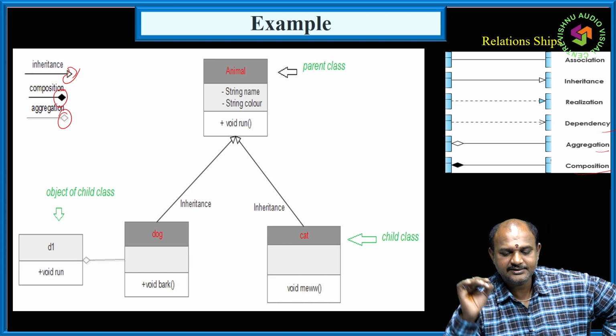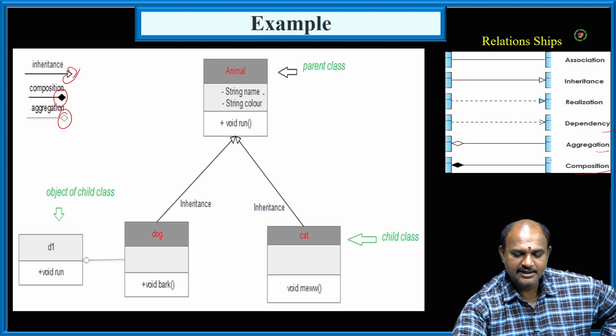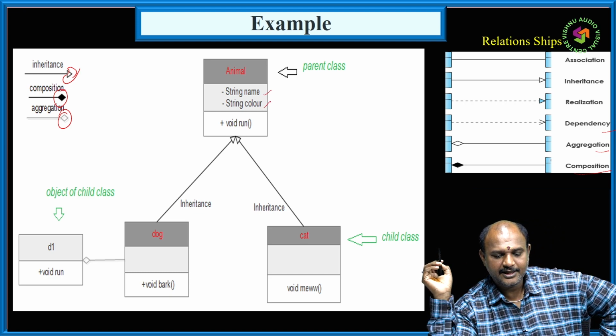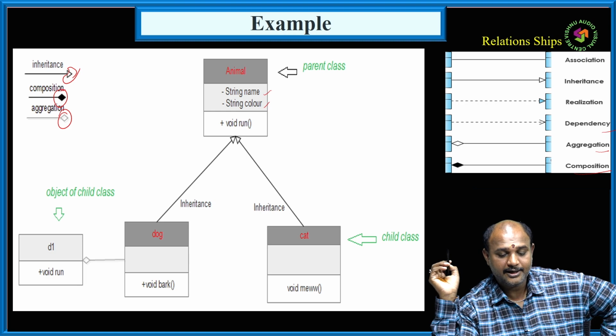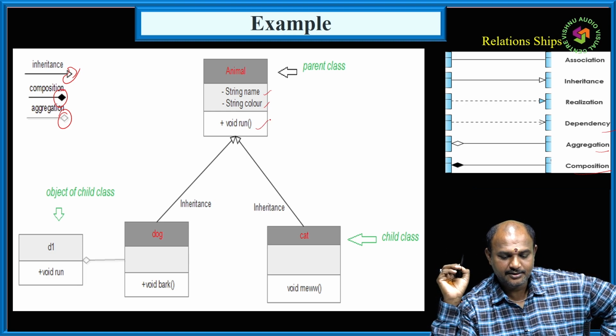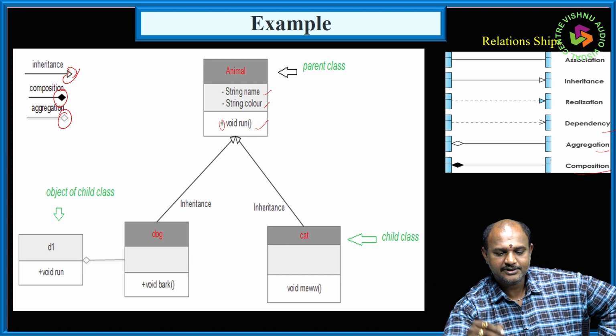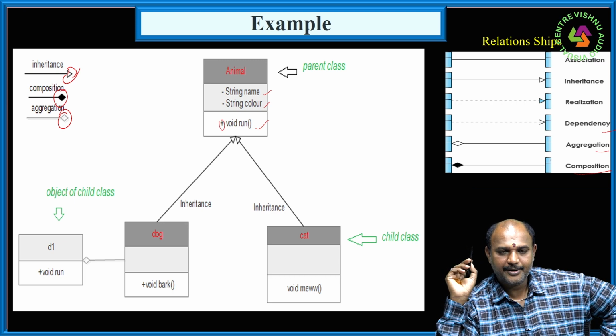This is one of the classes. Animal is a parent class. Here the string name and string color, name and color, these are the two attributes, and run is an operation. So here you use public. This entire thing is called the animal parent class.